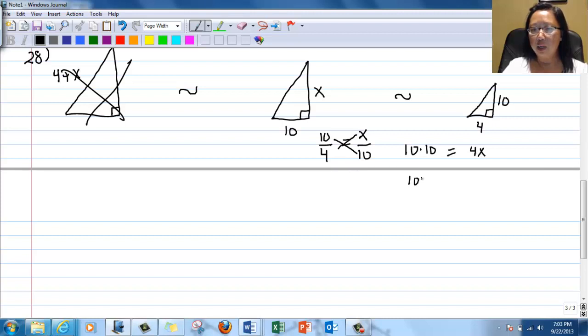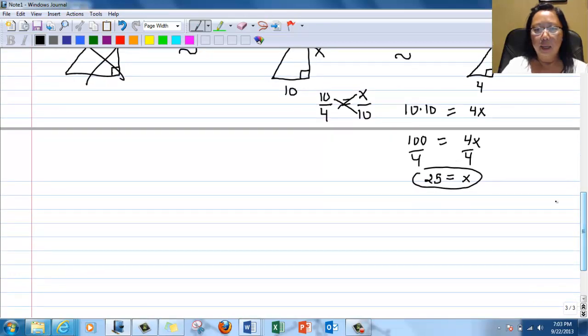10 times 10 is 100. And then I divide by 4. X is equal to 25. Done. Okay? So this whole separating triangle business is just so that we can match up the sides and set up fractions so we can solve for X. That's why we do that.